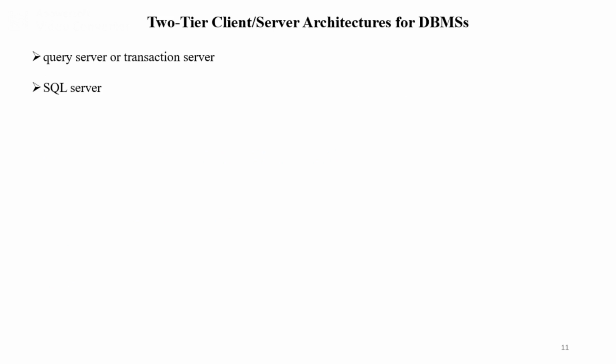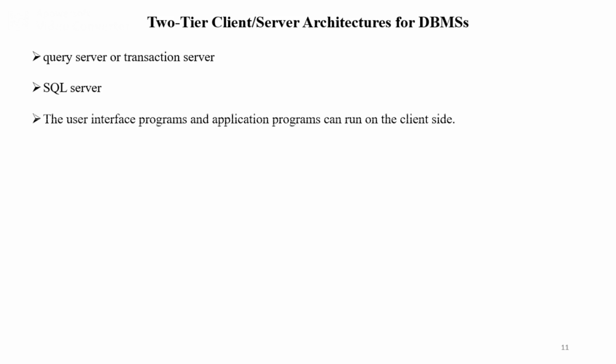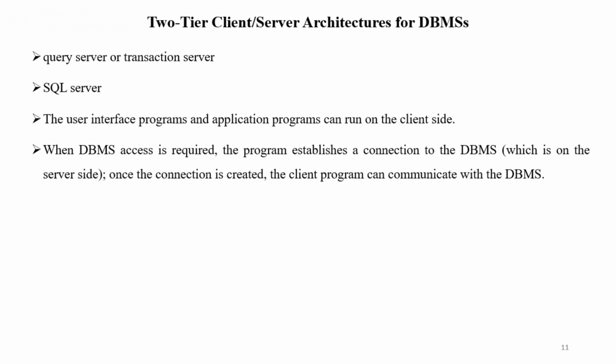Now in the two-tier client server architecture, the query server or transaction server executes the work on the server only, and the SQL server platform helps to execute all the DBMS related queries, to store data into the database and to fetch data from the database. This kind of architecture helps to share and store the data in the database. The user interface programs and application programs can also run on the client side, and that can also be done in the two-tier client server architecture.